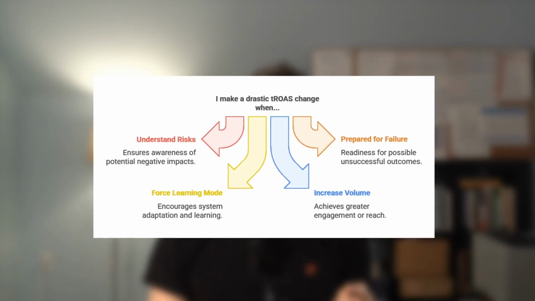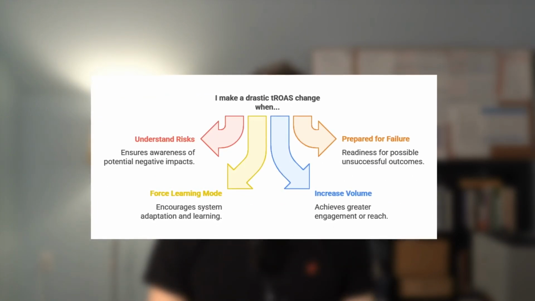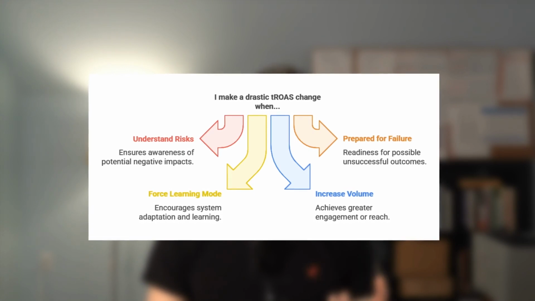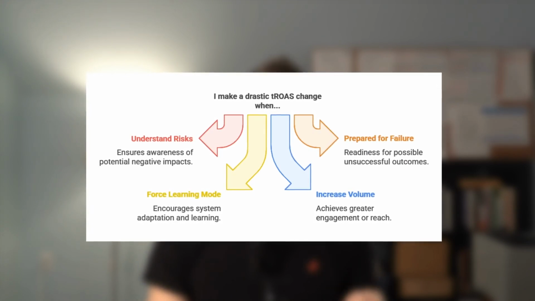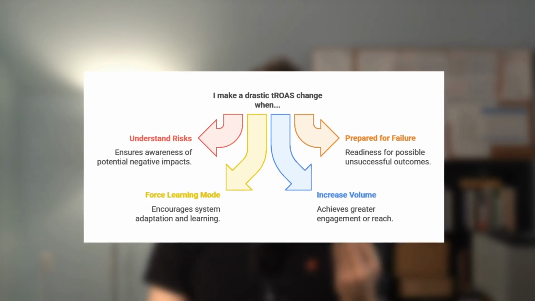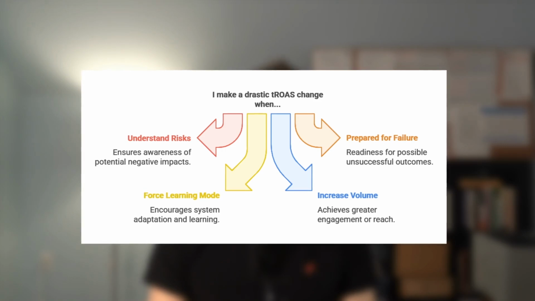necessary. Only do this when you understand and accept the risks, and you're prepared for it potentially not working. Sometimes your actual goal is to force the system into learning mode. You need more volume, you're aiming for higher ROAS, or nothing else has worked. After trying everything else and before making a major change, ask yourself this: what's your real alternative? Sitting around and watching unprofitable performance? Sometimes being aggressive is exactly what you need.